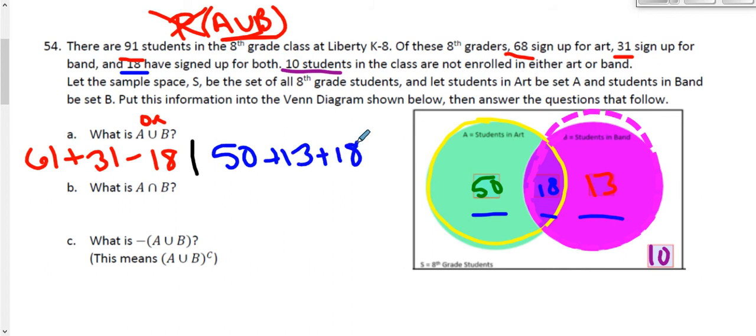Either way we do this math, we get the same number, and the number is 81. And it's actually much easier to find because if they're in art or band, they're everybody except these neither students.